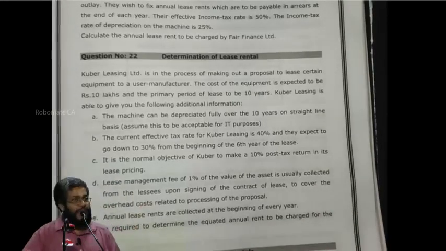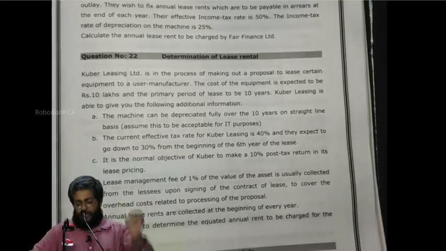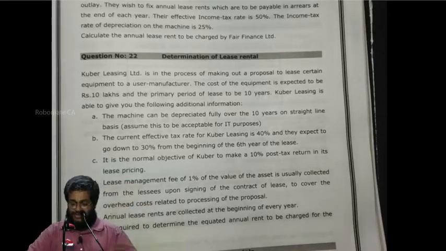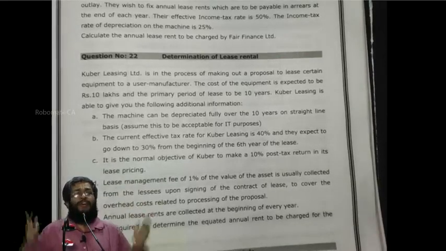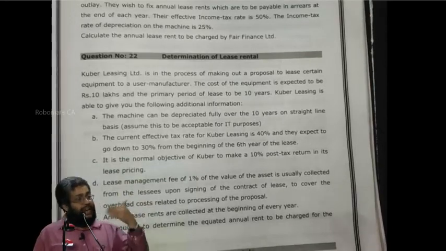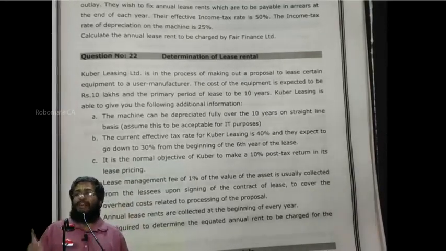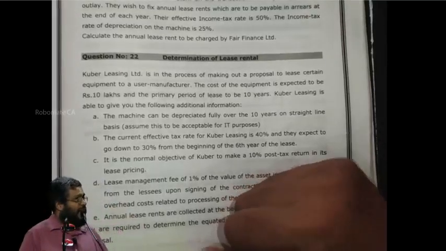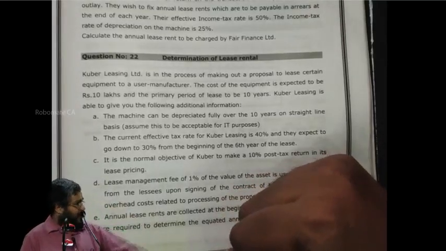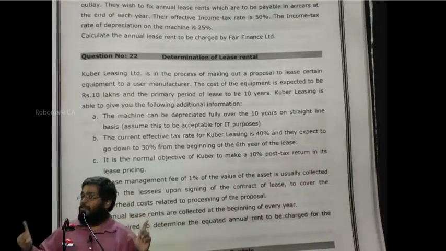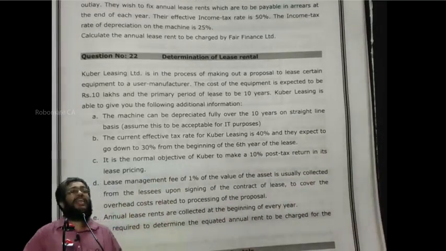No. See, X rupees lease rental, I am going to receive for how many years? 10 years. At the beginning of every year, I will be receiving X rupees for 10 years, 0 to 9, where the first rental is paid today itself. Yes or no? So 0 to 9, I am going to receive the lease rental. Are you all following or not?